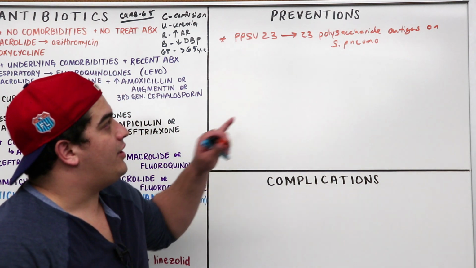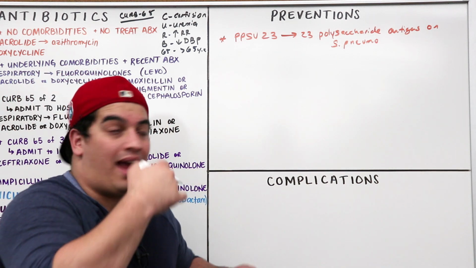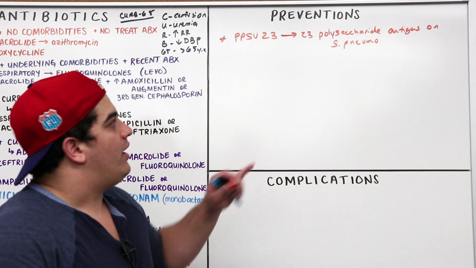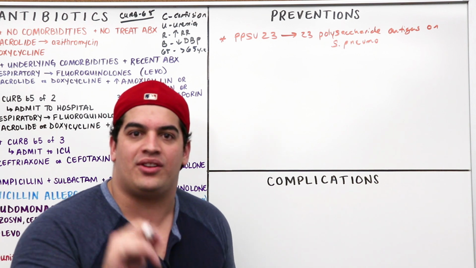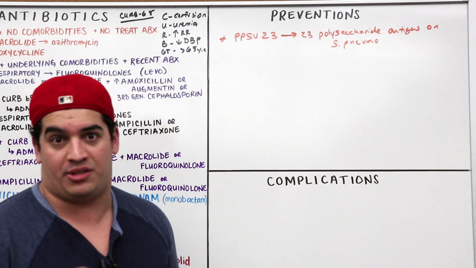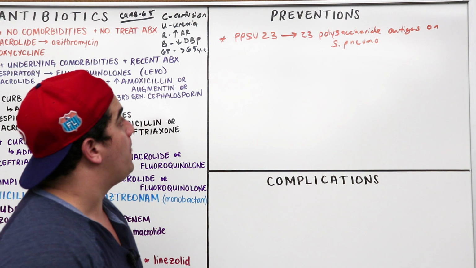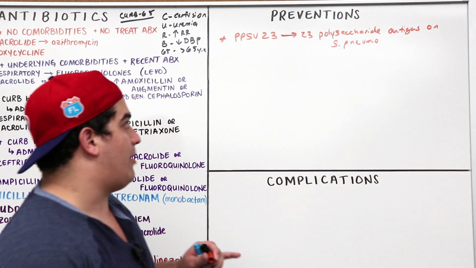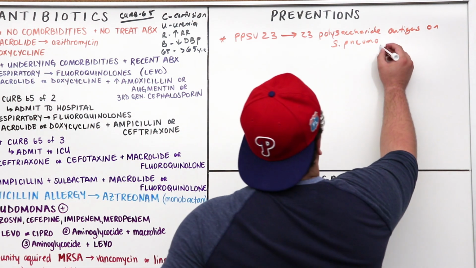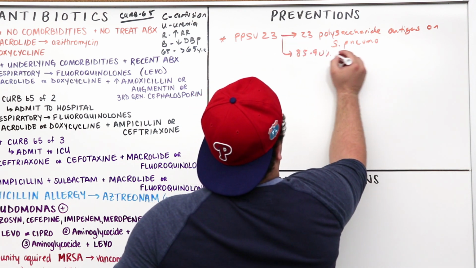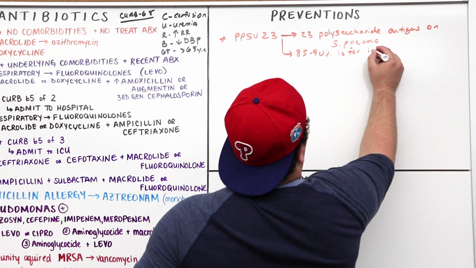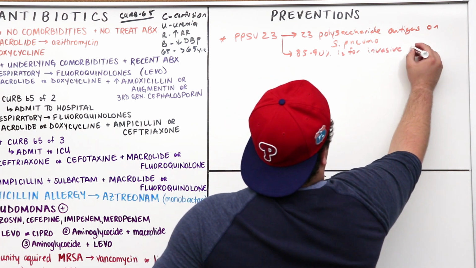Now, these antigens that are present on the capsule of these bacteria are really important because these antigens account for 85 to 90% of the invasive strep pneumo species, okay? So that's important as well. So 23 polysaccharide antigens in strep pneumo, and 85 to 90% is for the very invasive strep pneumo.